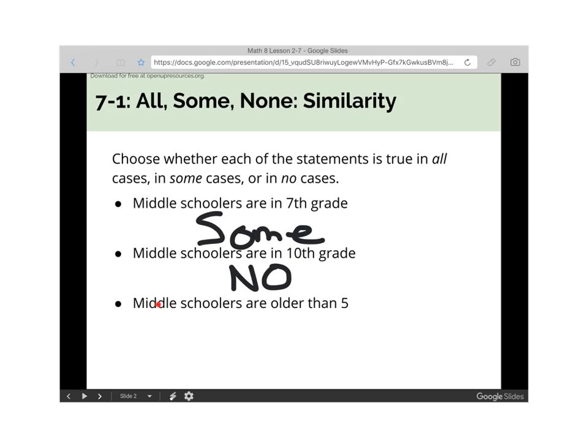Lastly, middle schoolers are older than 5. What do you think? Well, to be in 7th or 8th grade, you definitely have to be older than 5 years old. So this is true in all cases. Now that you got the hang of it, let's do the ones in your workbook.